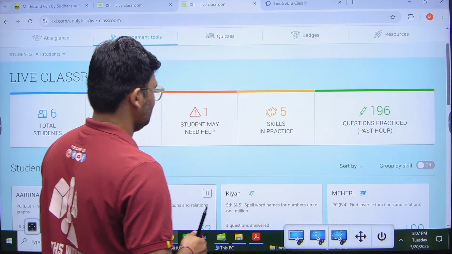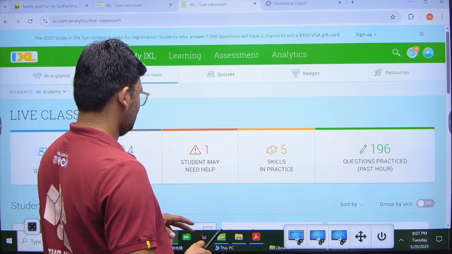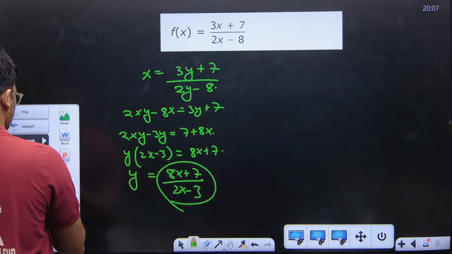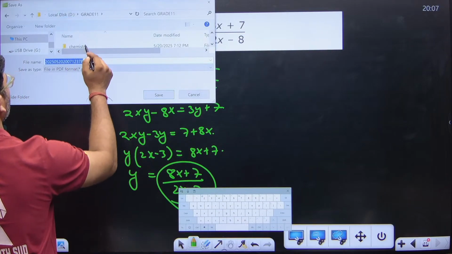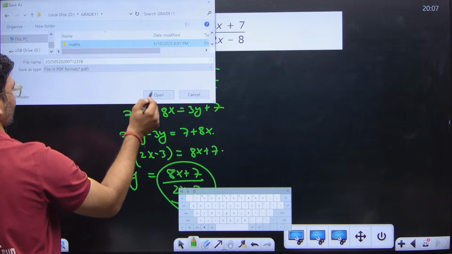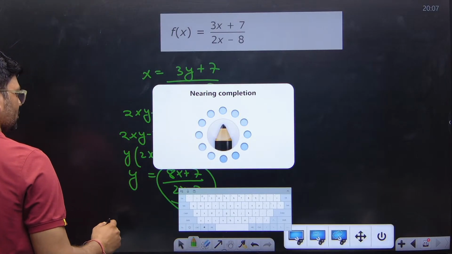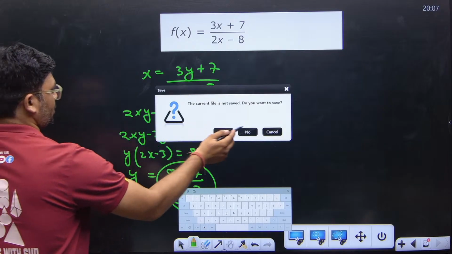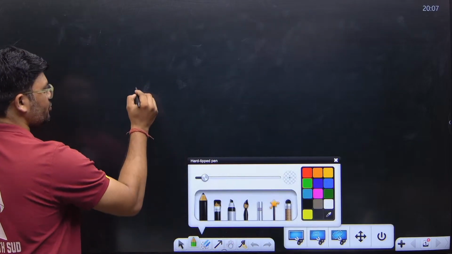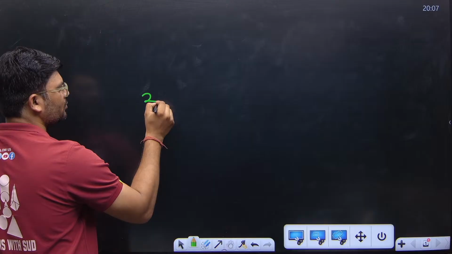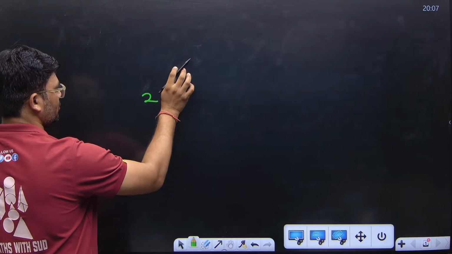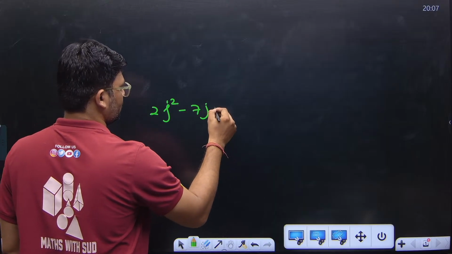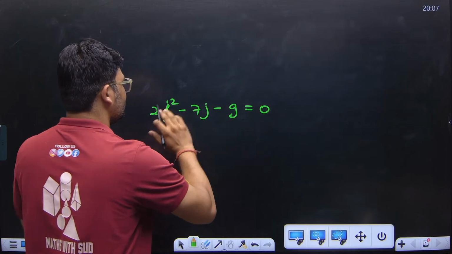Solve J: 2J square minus 7J minus 9 is equal to 0. Okay, just wait. Maths. Yes, tell me, what is the question? Solve for J when 2J square minus 7J minus 9 is equal to 0. So this is a quadratic.